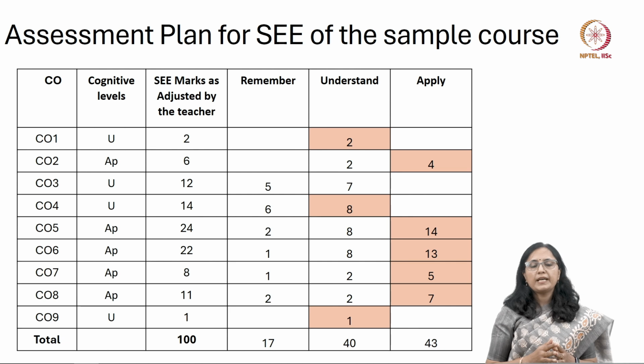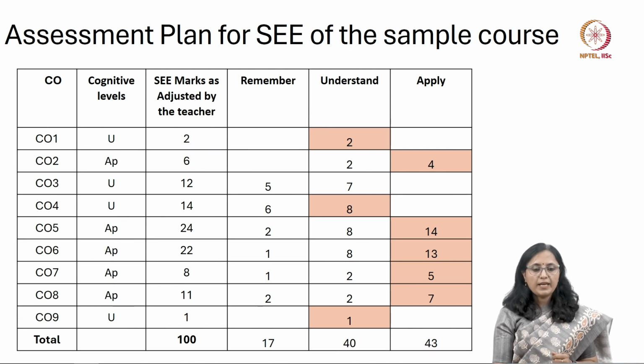Most of the times when we do not have such a systematic plan, it might happen that our question paper looks skewed towards the lower cognitive level. But if we have this kind of a plan, it helps us to create a very balanced question paper. 17 marks from remember, another 40 marks from understand and another 43 marks from apply. It is all adding up to 100, right? So this kind of a structure helps us to design a balanced question paper.